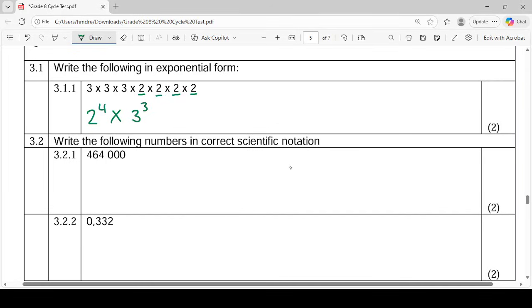Write the following numbers in correct scientific notation. So this is a really big number, which means it's going to have a positive power. And we always want it to have a decimal place like this. So we want one number and then a decimal place. So to do that, we need to move the decimal from here. 1, 2, 3, 5 jumps. So we're going to have 4.64. We don't need to write all the other zeros, times 10 to the 5, because we moved it 5 spaces and it's a really big number, so it's positive 5.